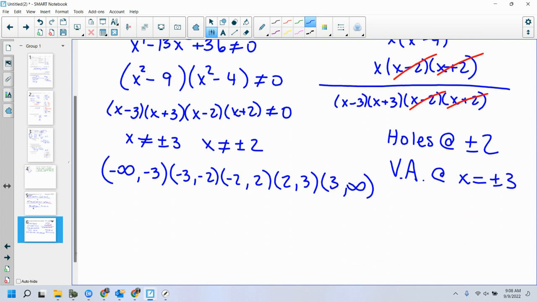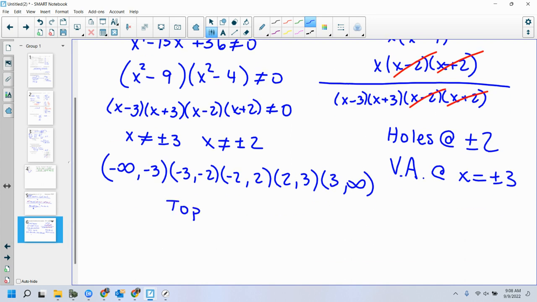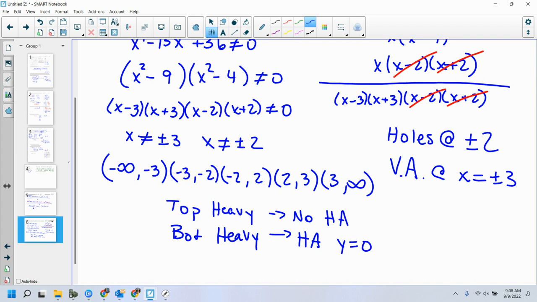Now, remember, there are 3 rules for the horizontal asymptotes. If it's top-heavy, now what do I mean when I say top-heavy? Meaning the degree on the numerator is higher than the degree on the denominator. There are no horizontal asymptotes. If it's bottom-heavy, meaning the degree on the bottom is higher than the degree on the top, which is the case here, the horizontal asymptote is at y equals 0. So for this one, the horizontal asymptote is at y equals 0.